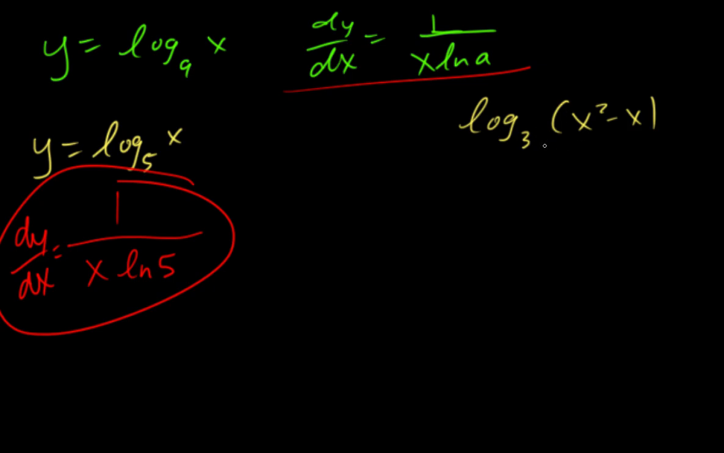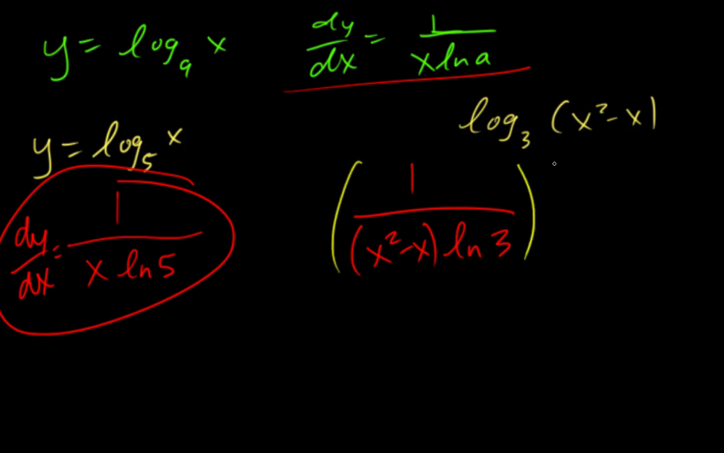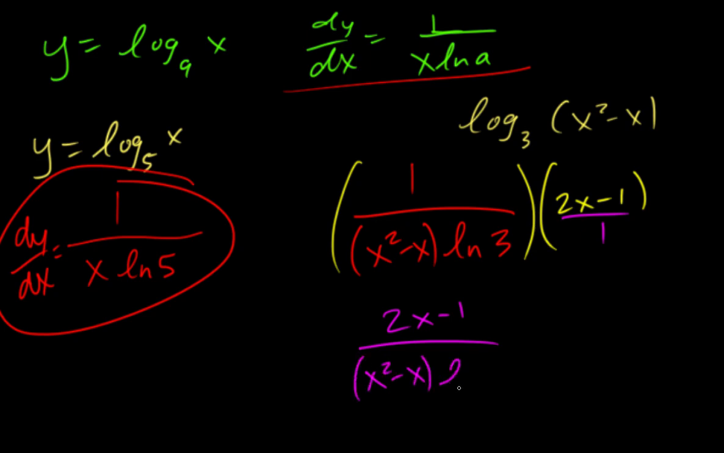Okay, over here, we'll use the same thing. The inside goes out front. We do natural log of the original base, which is 3. And then we need to multiply the entire thing by the derivative of the inside. So that's going to be 2x minus 1. And to simplify that, this will just end up going on top, because we'll just multiply those fractions together. 2x minus 1 over x squared minus x times natural log 3.